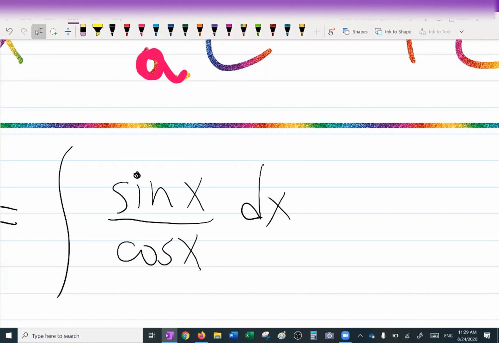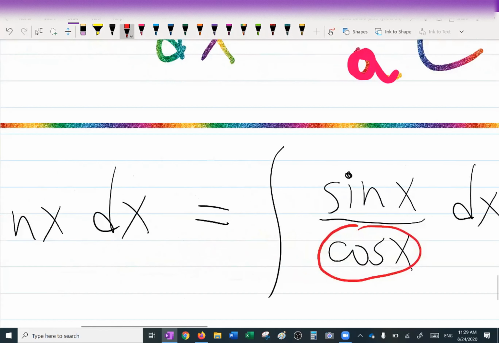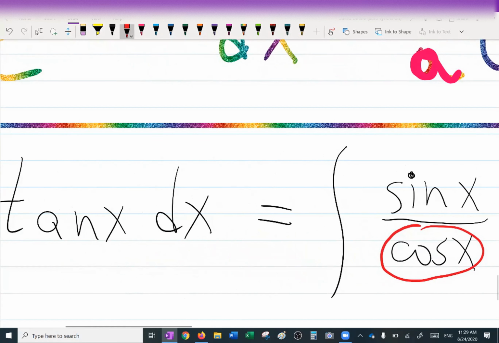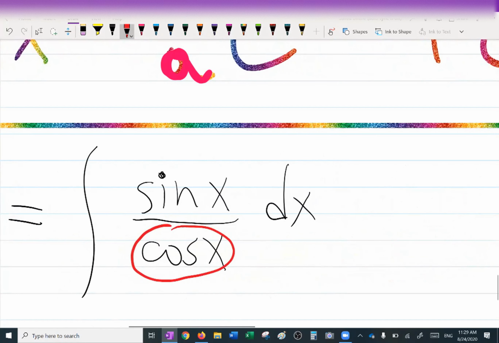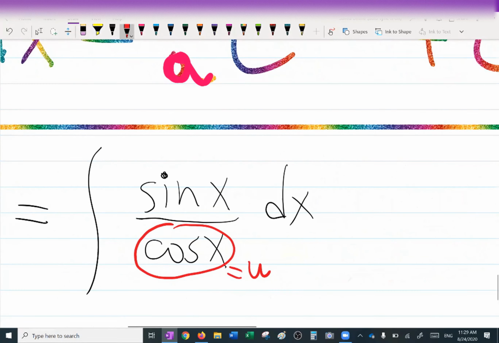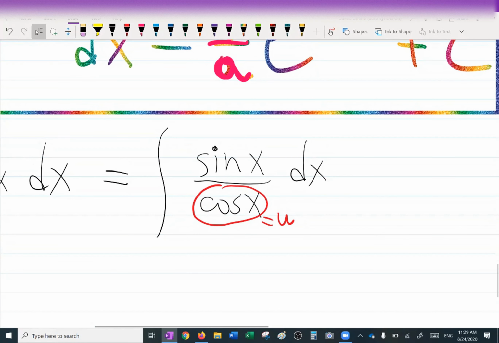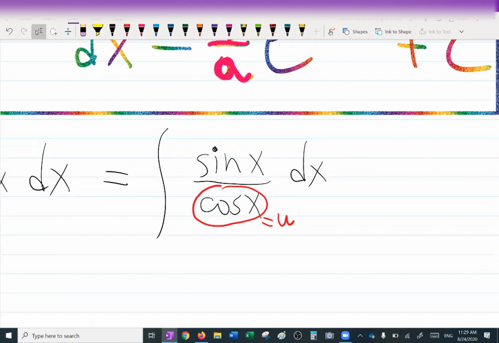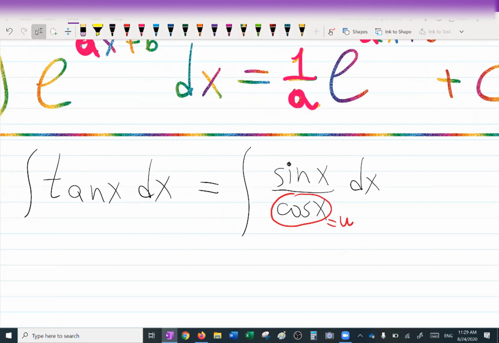I don't like this guy in the denominator, so I will call that guy u. Make sense? And since cosine ended up in the denominator, that's a coincidence. If I were working with arctangent, then sine would be in the denominator, and then I would make sine u. But since cosine ended up in the denominator, I don't like it. I cannot divide by you if you're 0, those kinds of things. So I'll make that piece u.